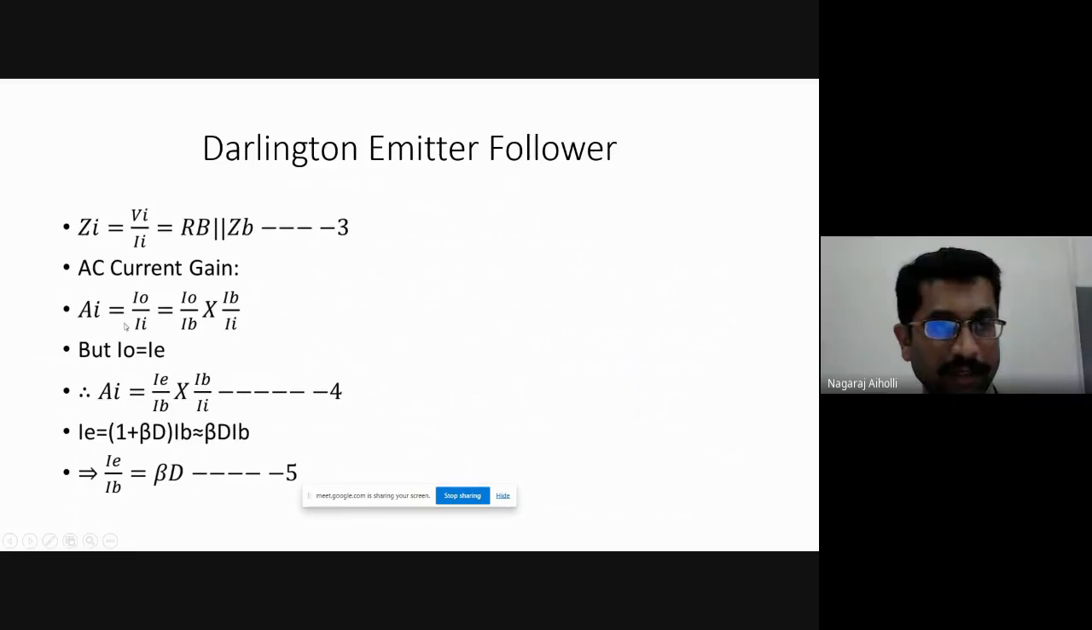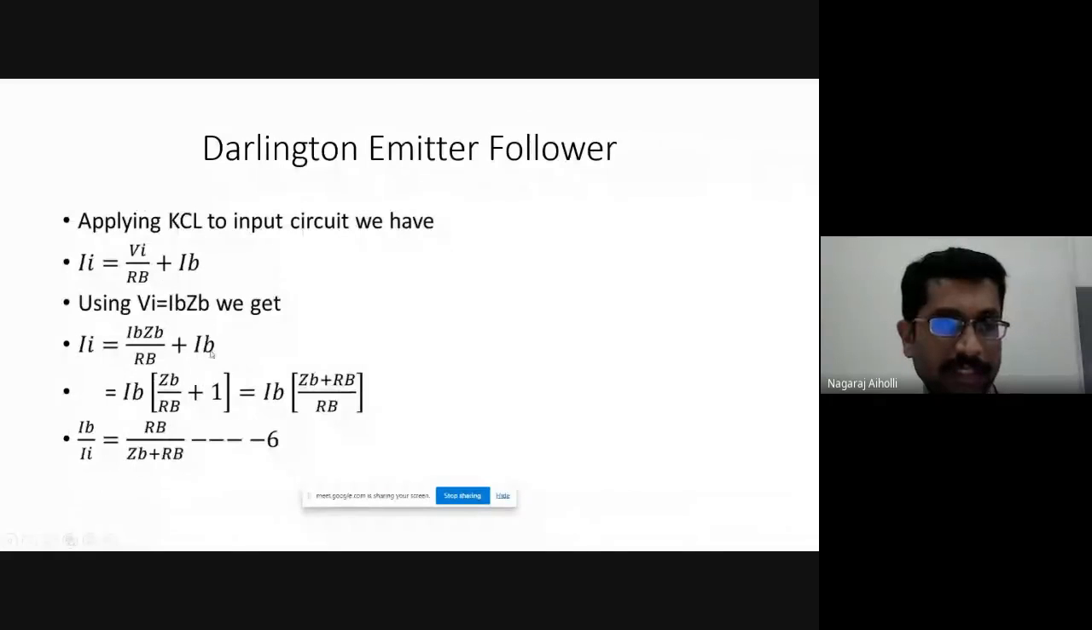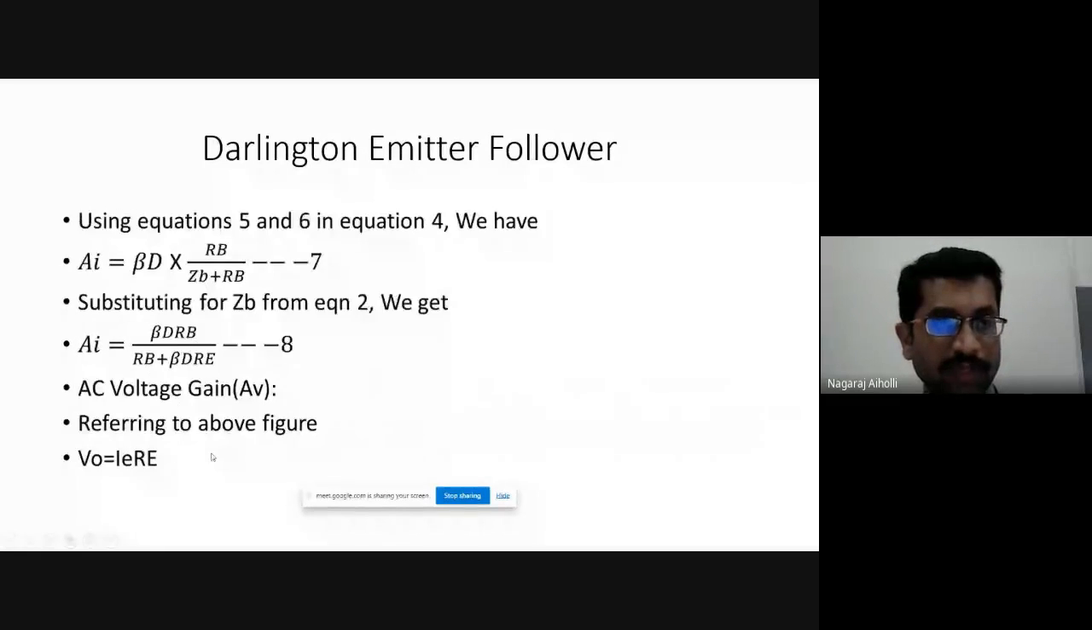Then AC current gain, it is I naught by Ii is equal to I naught by IB into IB by Ii. We found out I naught by IB, that is IE by IB. It is beta D. Then IB by Ii, IB by Ii is RB divided by ZB plus RB. Therefore, substituting this, what we get here, AI is equal to beta D into RB divided by ZB plus RB. Or AI is, substituting for ZB, beta D RB divided by RB plus beta D RE. This is the main equation for the current gain.